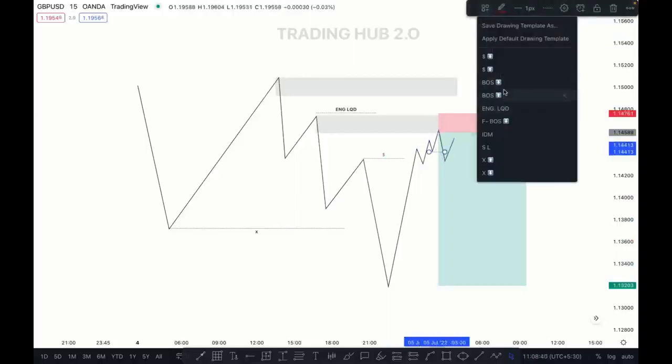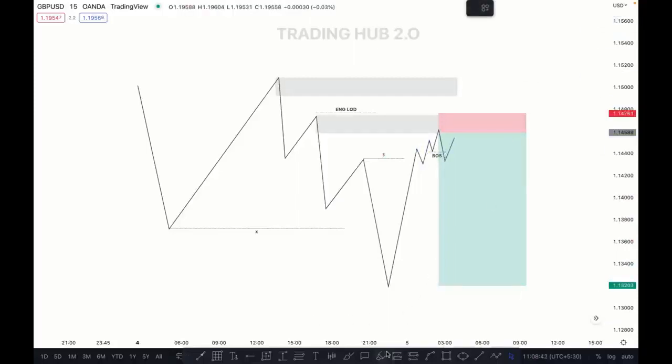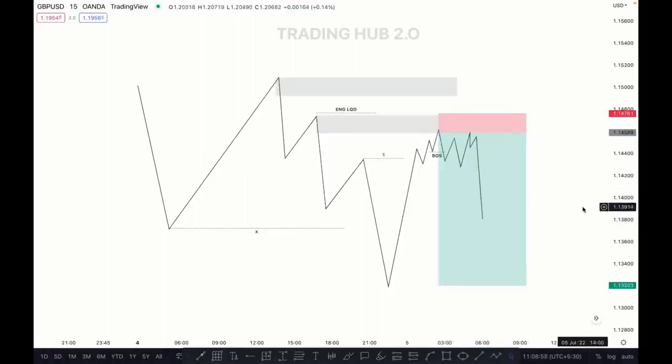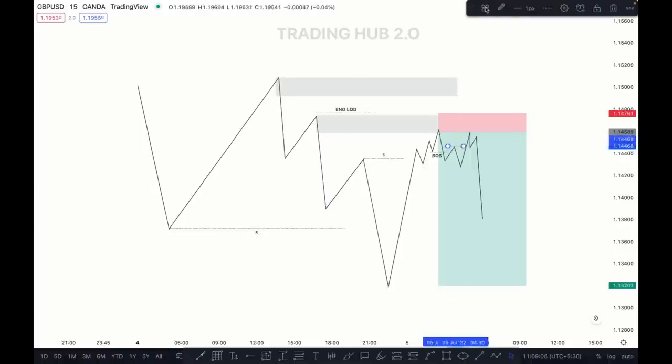Okay, so after the break of this structure, what happens? Where can we sell? We can sell: another structure has been taken out, and then the market takes out this high, and then we are expecting a sell here. Okay, and then we can stack multiple entries here for sell, because the market has taken out this minor inducement also, and now this setup becomes our high probability setup.